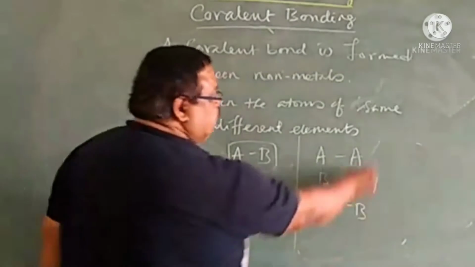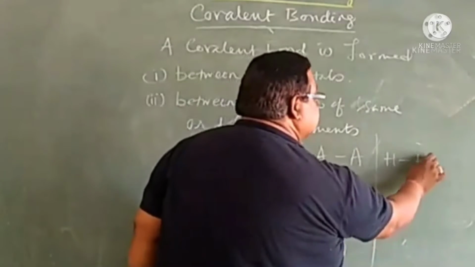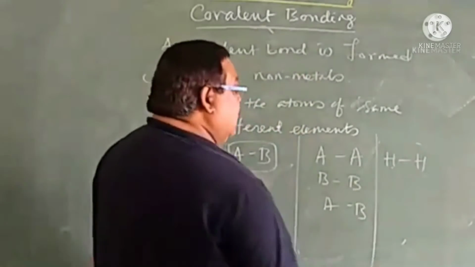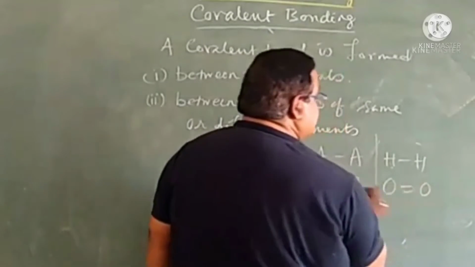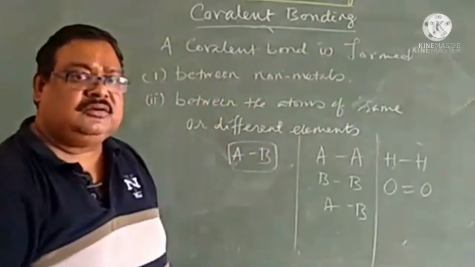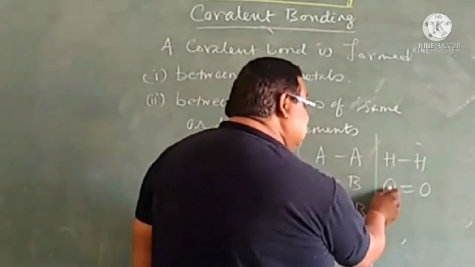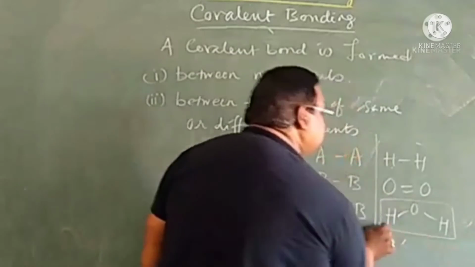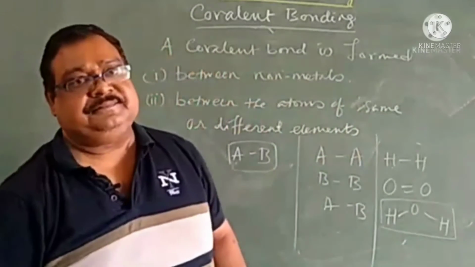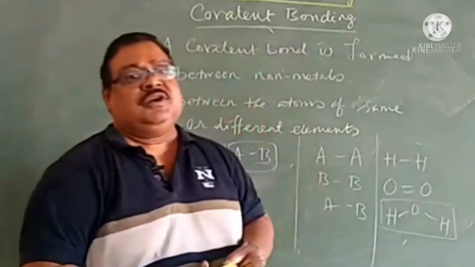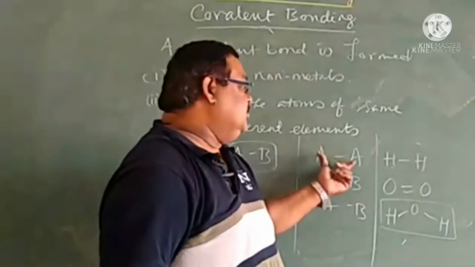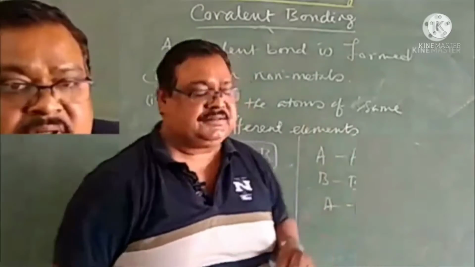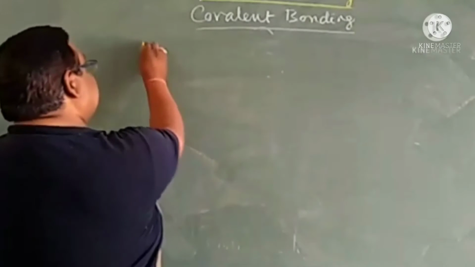For example, hydrogen atoms of the same element form a covalent bond. Oxygen and oxygen atoms of the same element form a covalent bond. And these two, hydrogen and oxygen, combining together form a water molecule, AB type. It is also a covalent bond. So a covalent bond may be formed between atoms of similar elements like this, or may be formed between dissimilar elements. Let us take some examples.